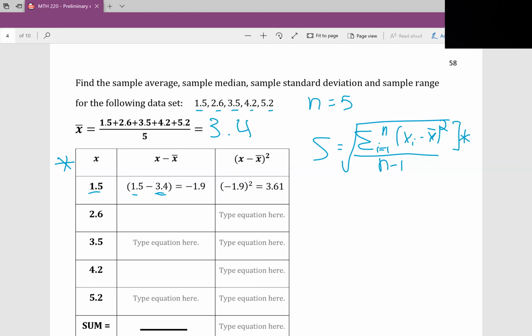Notice everything in this last column should be positive, because if it's a negative number and you square it, you should get a positive number. If it's a positive number and you square it, you should still get a positive number. So what we're going to do is complete this chart. So 2.6 minus 3.4.